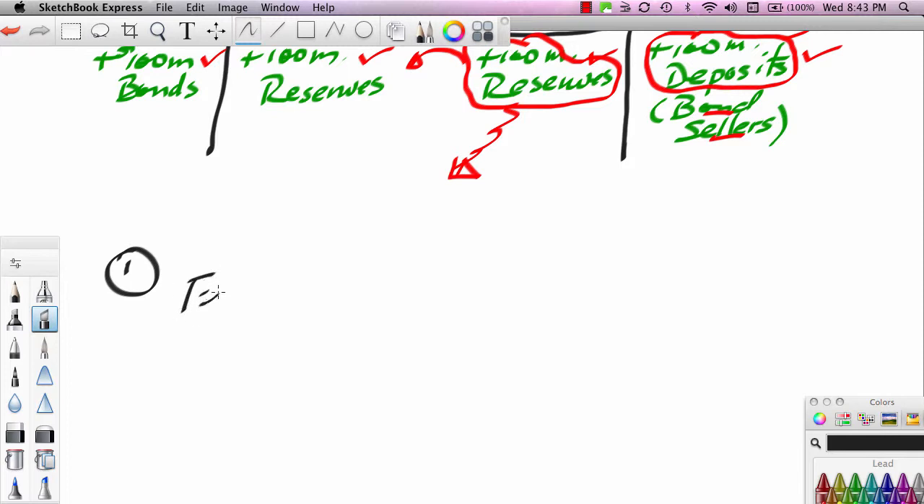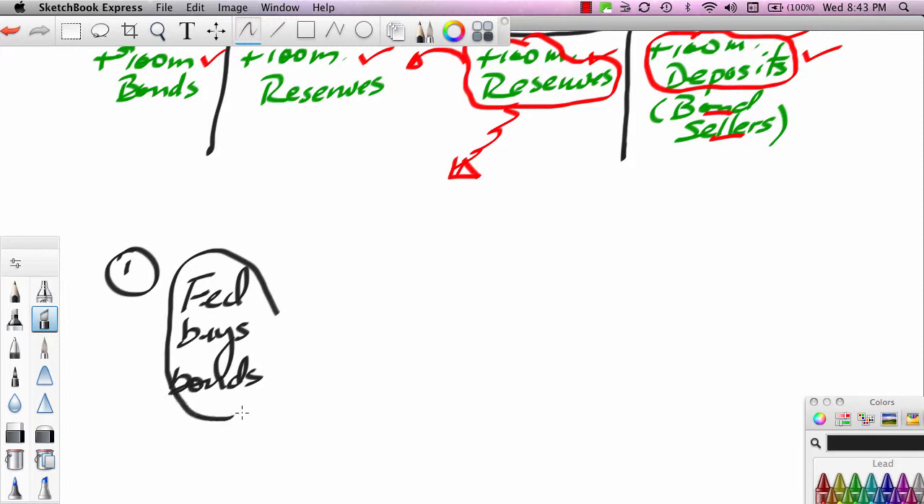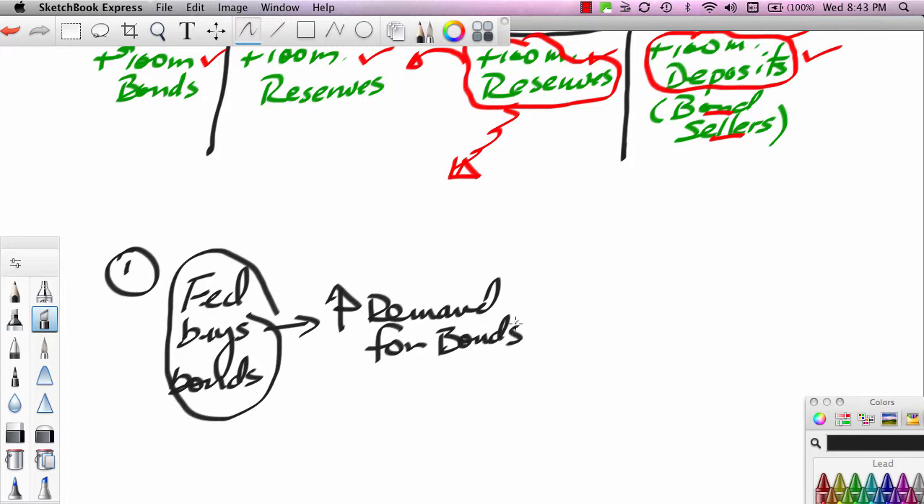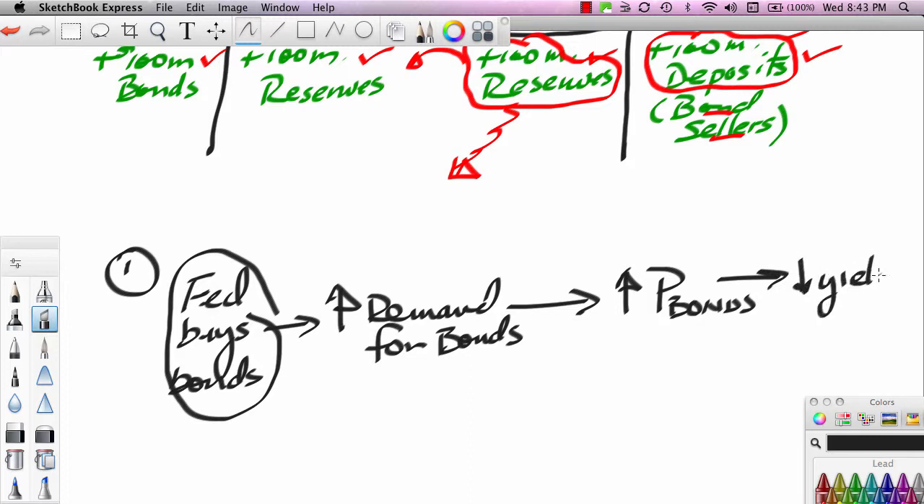When the Fed buys bonds, let's go ahead and write that out. When the Fed buys bonds, that is going to increase the demand for bonds. That is going to push up the price on these bonds, and that is ultimately going to push down the yields on these bonds. Now, this requires some explanation.